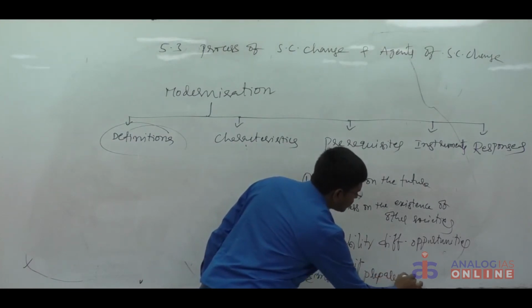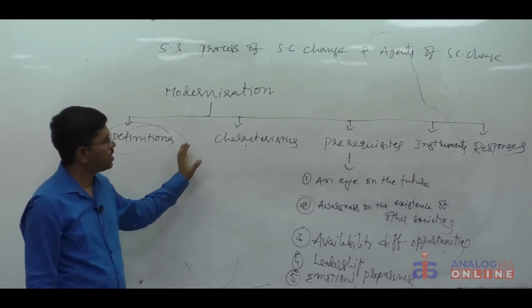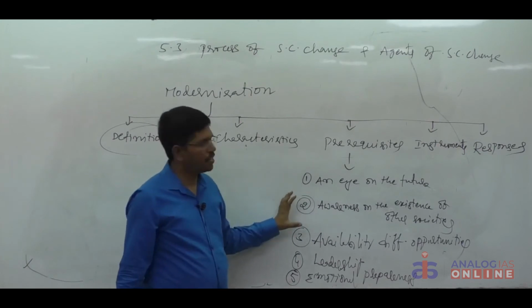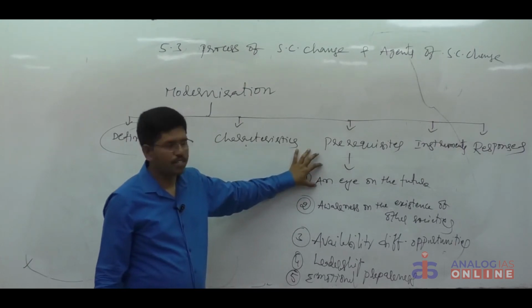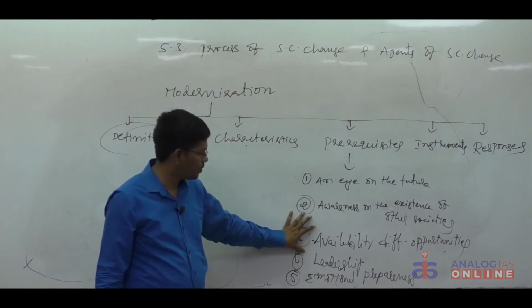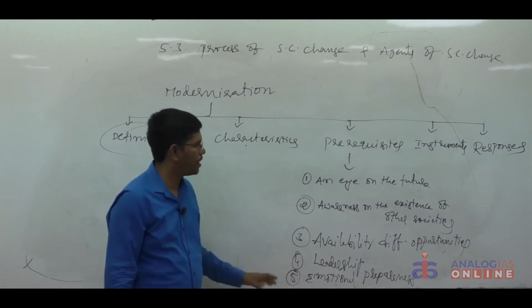Emotional preparedness. Sometimes questions may be asked: define modernization and what are the prerequisites for modernization. These are the 5 prerequisites: an eye on the future, awareness on the existence of other societies, availability of a variety of opportunities and roles, emergence of a dynamic and committed leadership, and emotional preparedness.